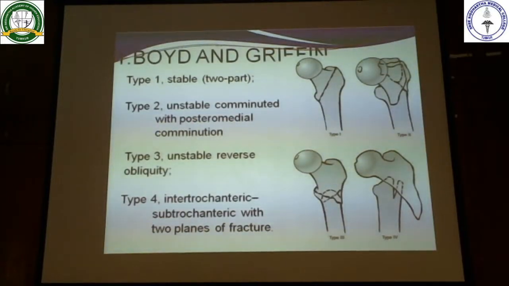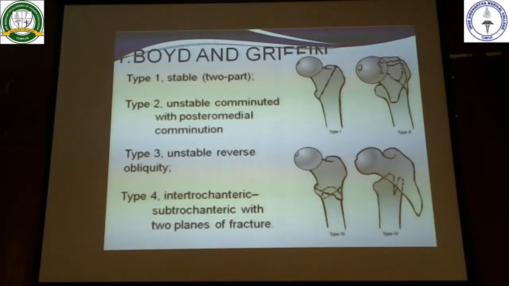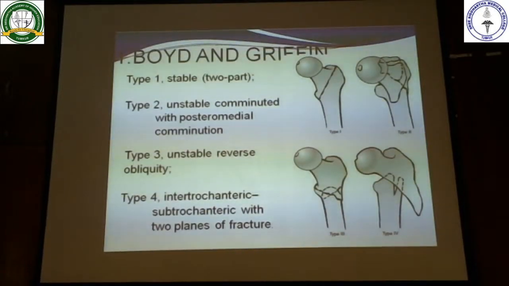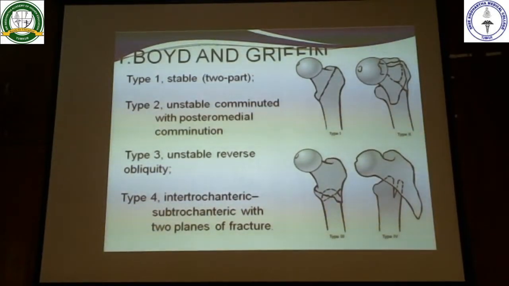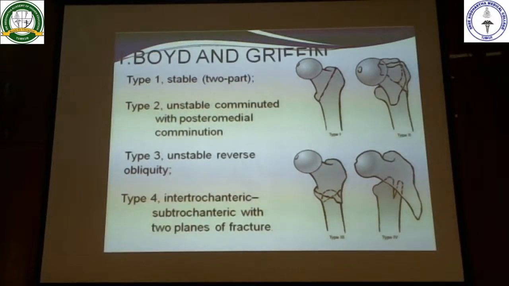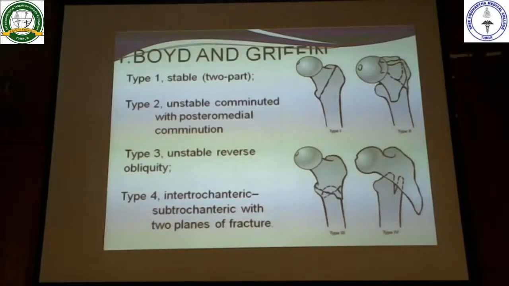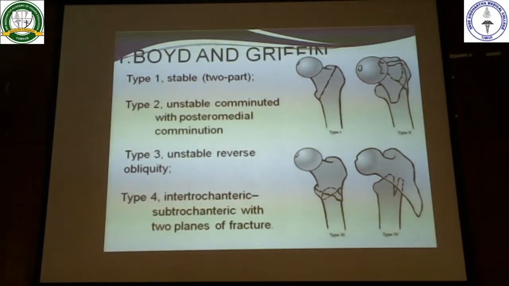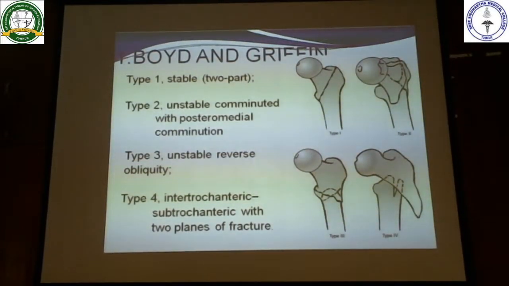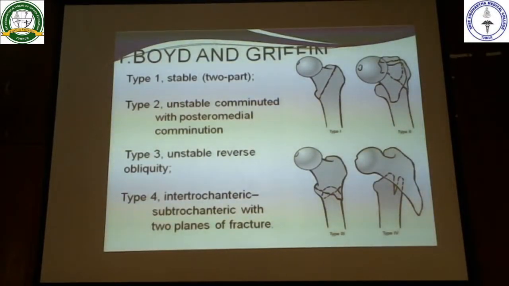Type 3 is unstable reverse obliquity. As you can see here, type 3 in the diagram, there is an oblique fracture line running there. So it is unstable as well as reverse oblique. And type 4 is intertrochanteric subtrochanteric with 2 planes of fracture. It is extending into the subtrochanteric region also, with 2 planes of fracture. Not just a single plane, the fracture exists in 2 planes. That is one of the most important classifications used for IT fractures, the Boyd and Griffin classification. You can see the diagrams there, it becomes a little bit more clear.